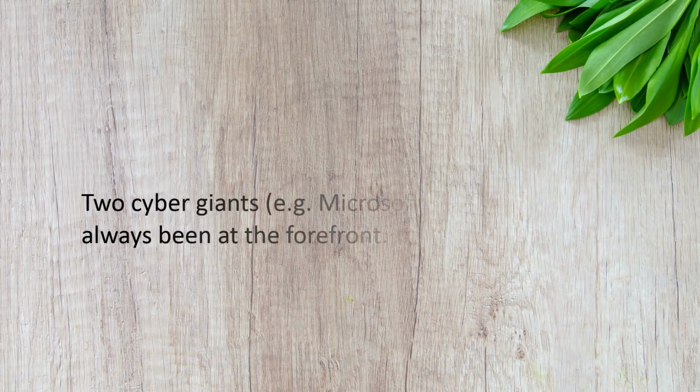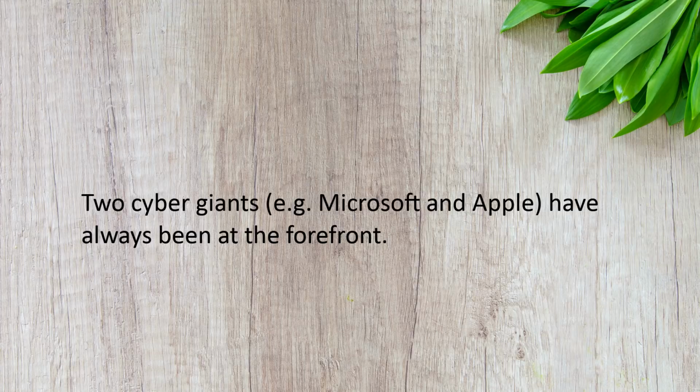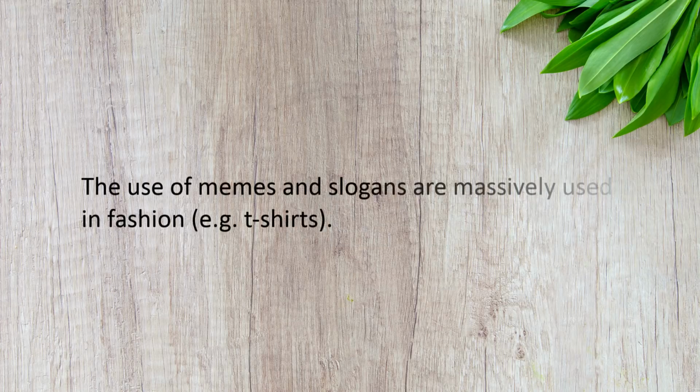Let's have a look at it if you're writing a newsletter or a blog for the internet, where you can just use the symbols. First, we're going to look at it with parentheses and then without. So if we're writing it in less formal terms, we can even use less formal words. Two cyber giants, e.g. Microsoft and Apple, have always been at the forefront. Here we can see we're using the symbols e.g. We use two dots with the parentheses. Second example, the use of memes and slogans are massively used in fashion, e.g. for example, t-shirts.